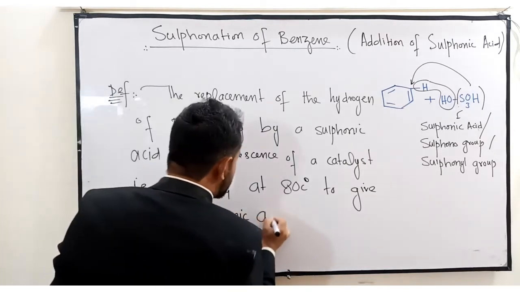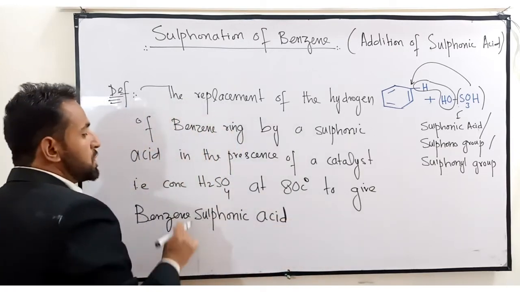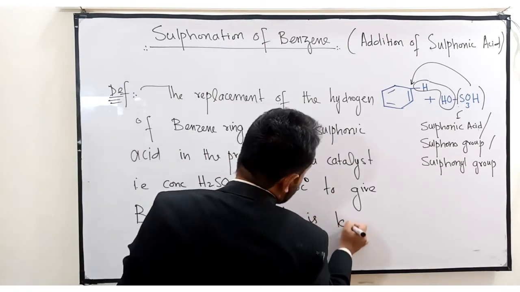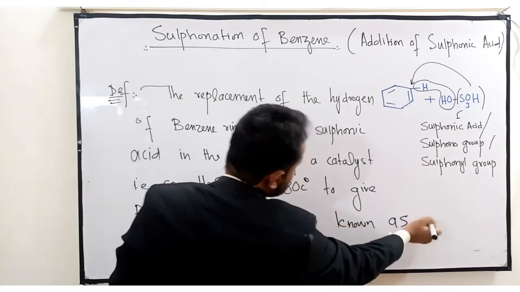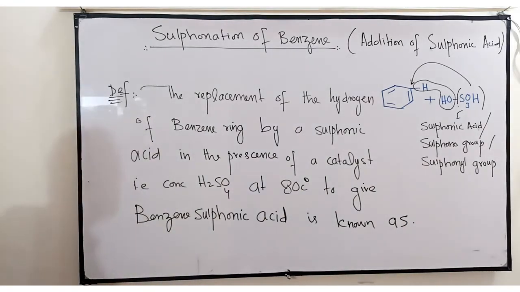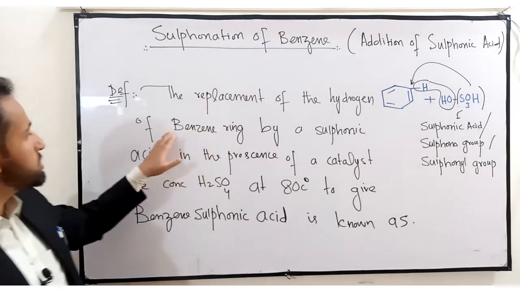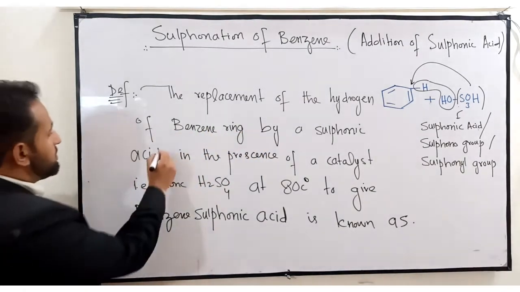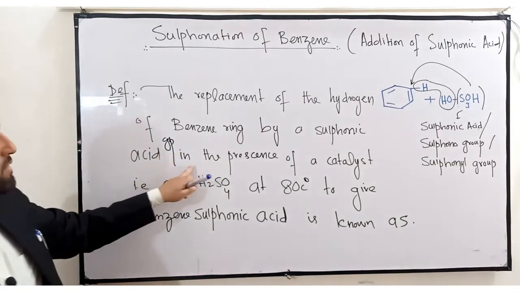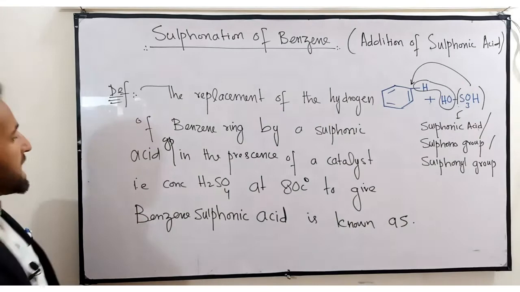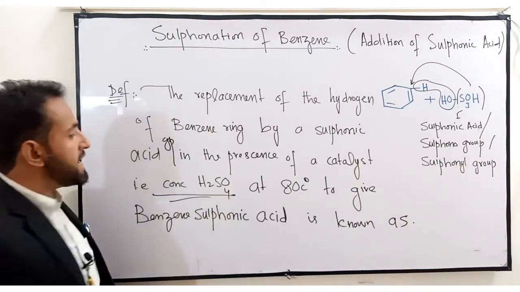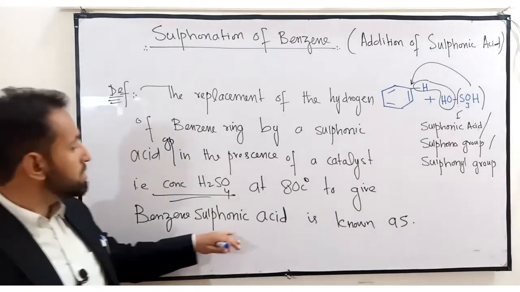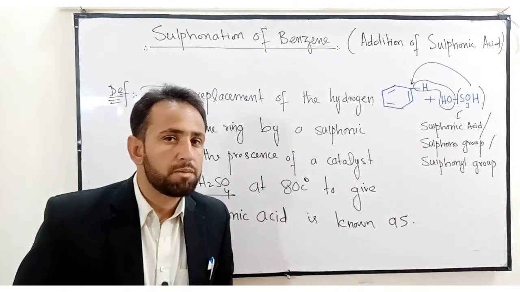Basically, benzene sulfonic acid is our final product which is formed during this reaction. This is known as sulfonation of benzene. Understand? Very easy. The replacement of the hydrogen atom of the benzene ring by a sulfonic acid group in the presence of a catalyst, that is concentrated sulfuric acid at 80 degrees centigrade, to form benzene sulfonic acid is known as sulfonation of benzene.